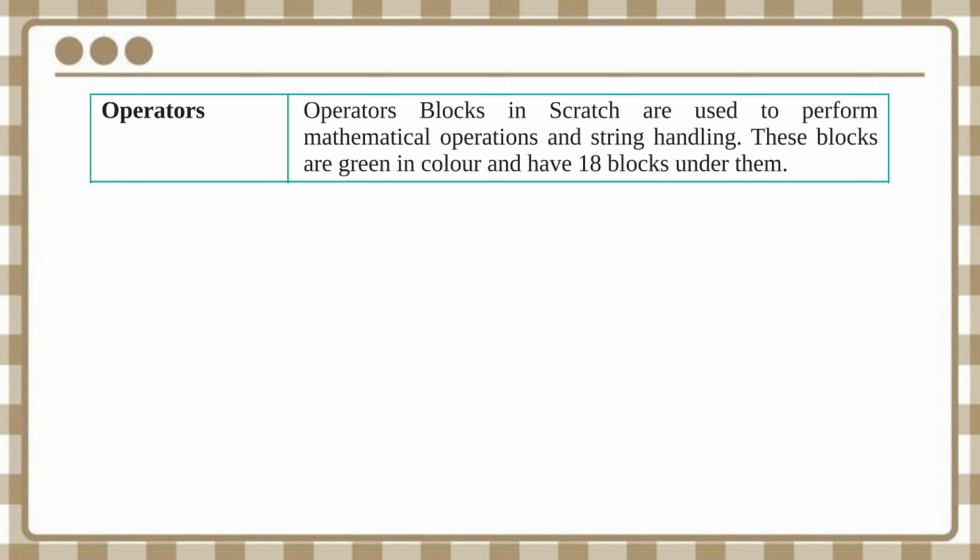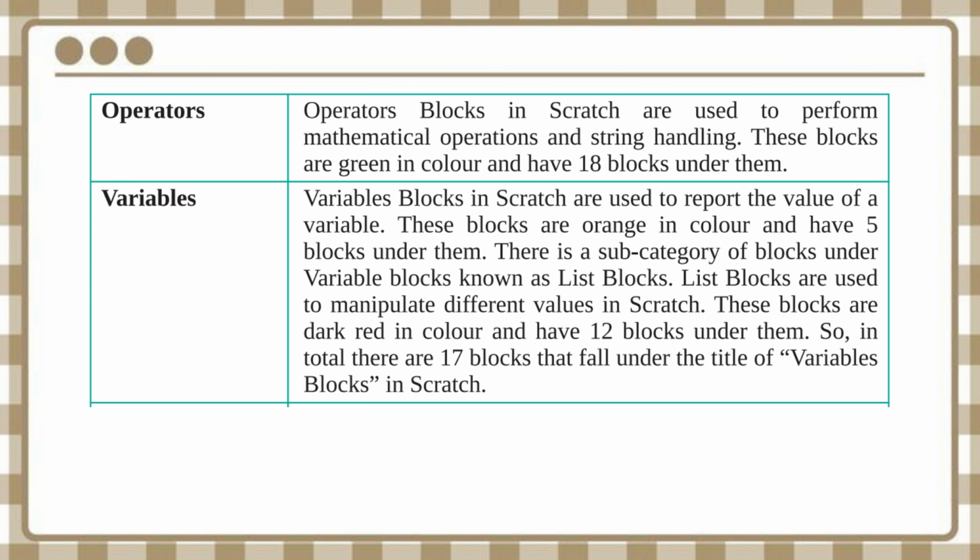Operators. Operators blocks in Scratch are used to perform mathematical operations and string handling. These blocks are green in color and have 18 blocks under them. Variables. Variables blocks in Scratch are used to report the value of a variable. These blocks are orange in color and have 5 blocks under them.